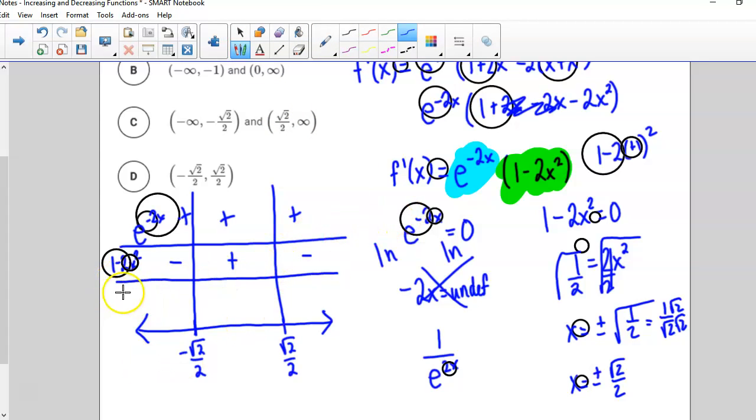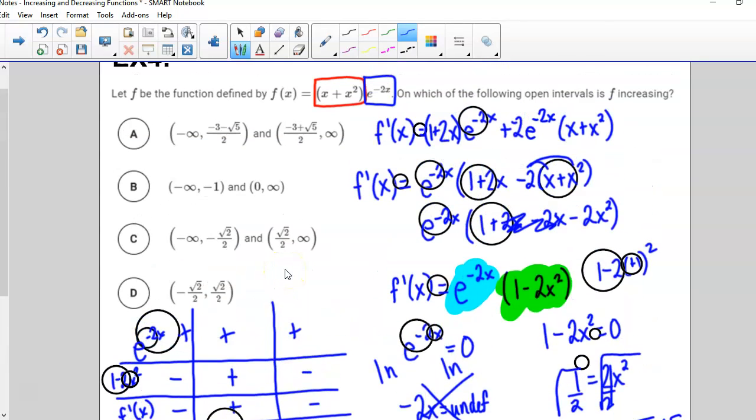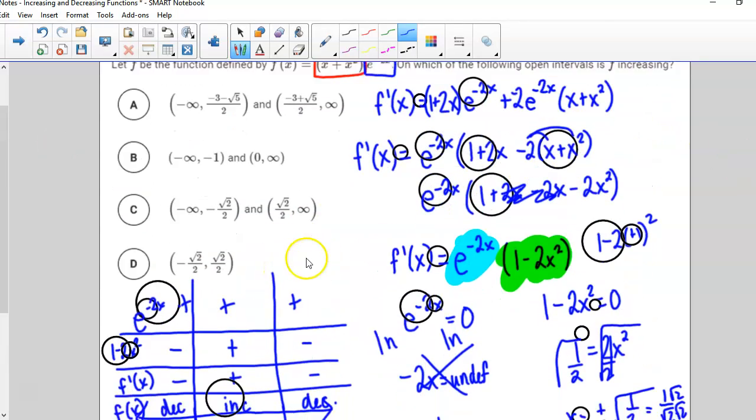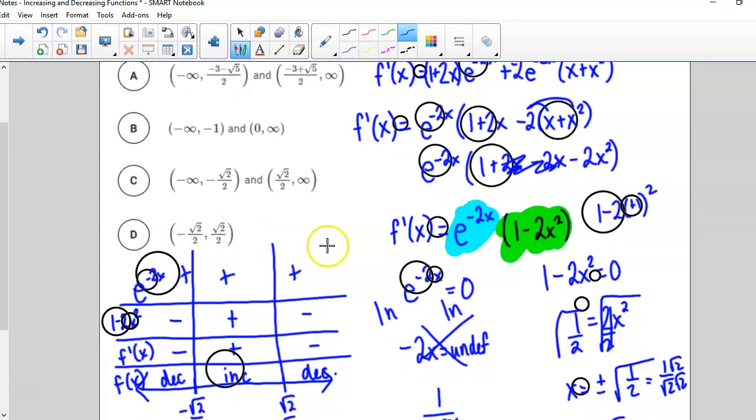Okay, and so f prime of x really is just the same as that second line, because this is positive. So f of x would be decreasing, and then increasing, and then decreasing. And what did this problem ask us for? Increasing or decreasing? Increasing, and increasing is just right here, between negative square root of 2 over 2 and positive square root of 2 over 2. All right, questions?